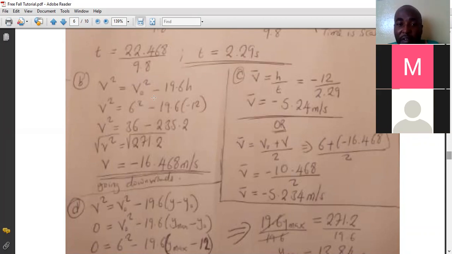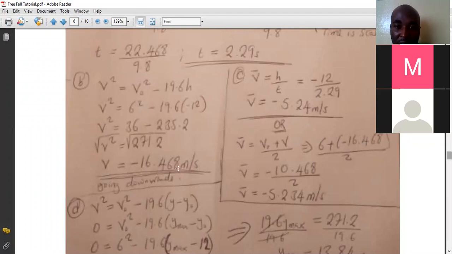meaning if A is wrong then B is also wrong. So that's the reasoning. So you must make sure you understand these concepts very well. So that's why I picked this one. But those of you who are trying V equals V naught minus 9.8 T, you find V naught is 6. So it will be 6 minus 9.8 times 2.29. The answer will almost always be approximately that.